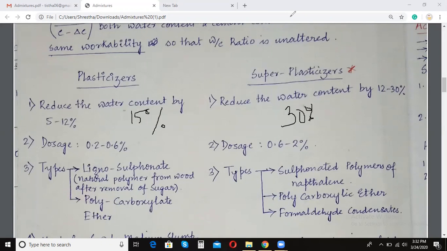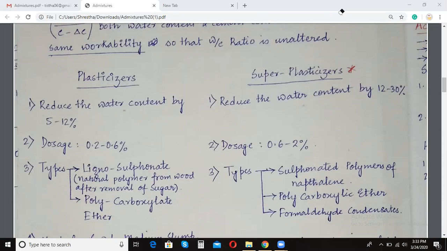Okay, now what are the types of plasticizers that can be used? One is the natural polymer from wood, which can be used after removal of the sugar or glucose materials inside wood. Okay, and we have polycarbonate ethers, and under super plasticizers we have sulfonated polymers of naphthalene, polycarboxylic ether, and formaldehyde condensates. Anyway, just remember the names. You don't have to remember the chemical formula for plasticizers. Just remember 1 or 2 names. They will be enough for your examination purpose.